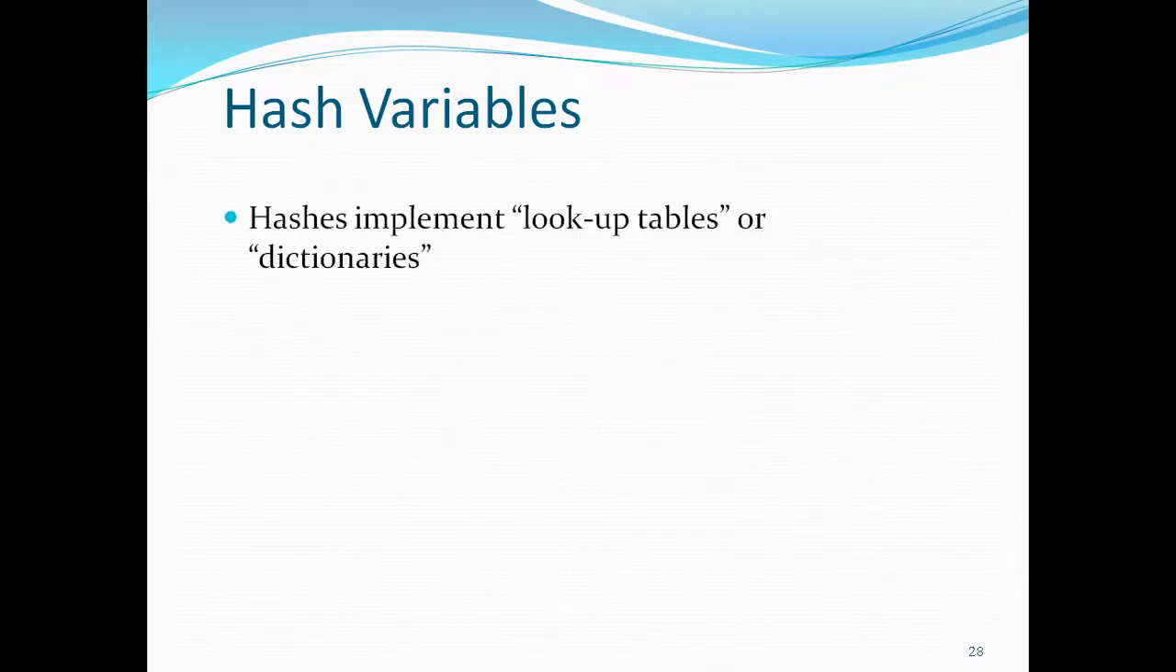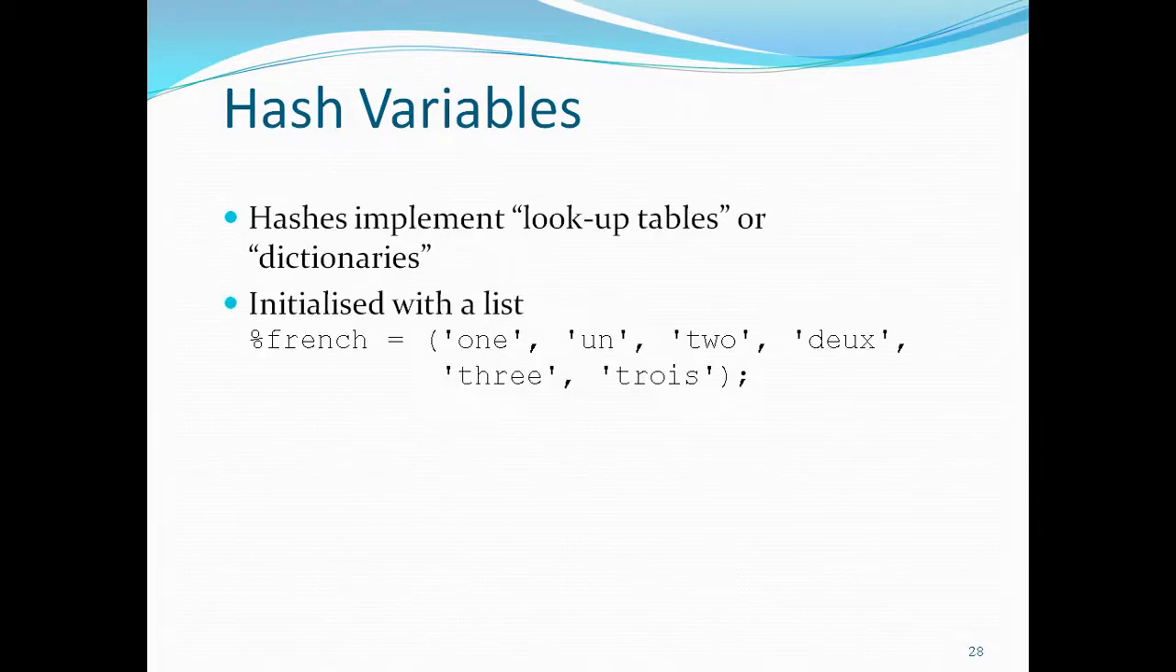Hash implements what's called a lookup table, or it can be called a dictionary. Normally in a dictionary we look for some word and it gives a description of it, right? In the same way, a hash variable represents the same in Perl programming. Let's see what the syntax is and how we declare variables in a hash.